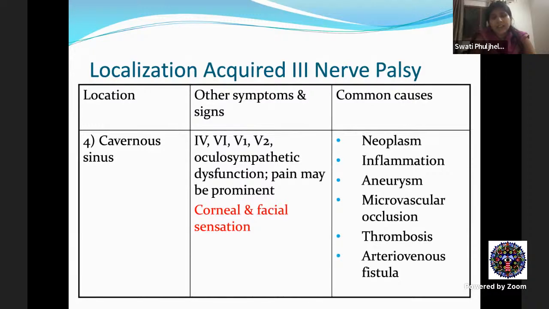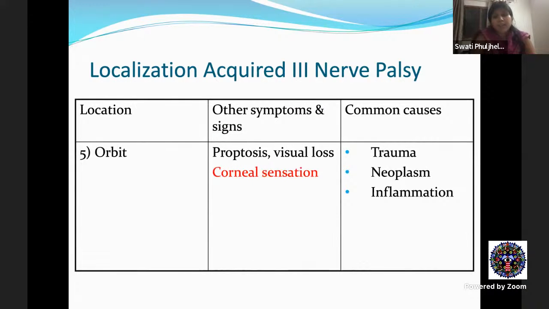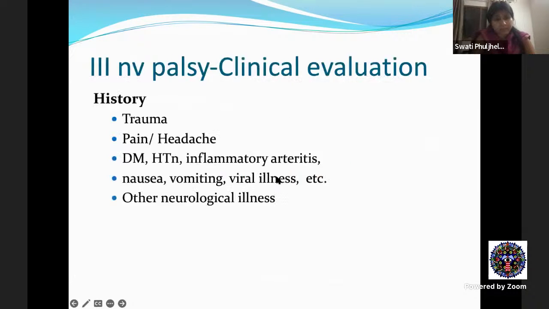At the cavernous sinus, there may be involvement of other cranial nerves. So it's important to look for corneal and facial sensation to see the involvement of the trigeminal nerve. Also look for other cranial nerve involvement. Then at the orbit, there will be proptosis and visual loss. Again, check the corneal sensation and look at the vision, and that will give you localization at the orbit.